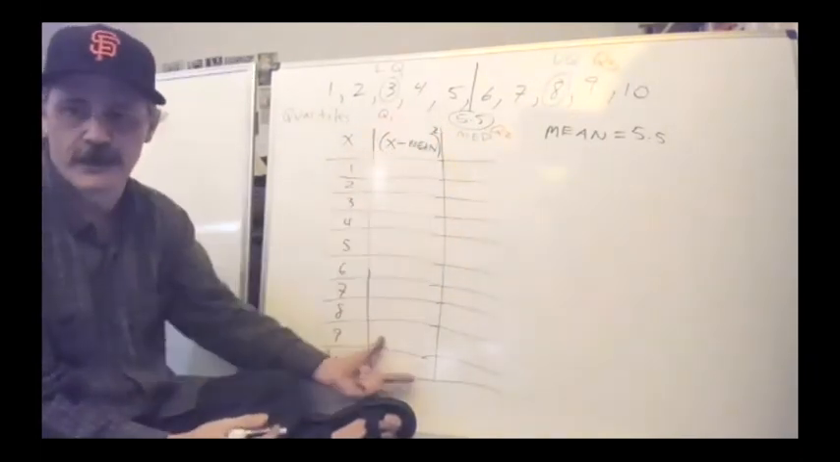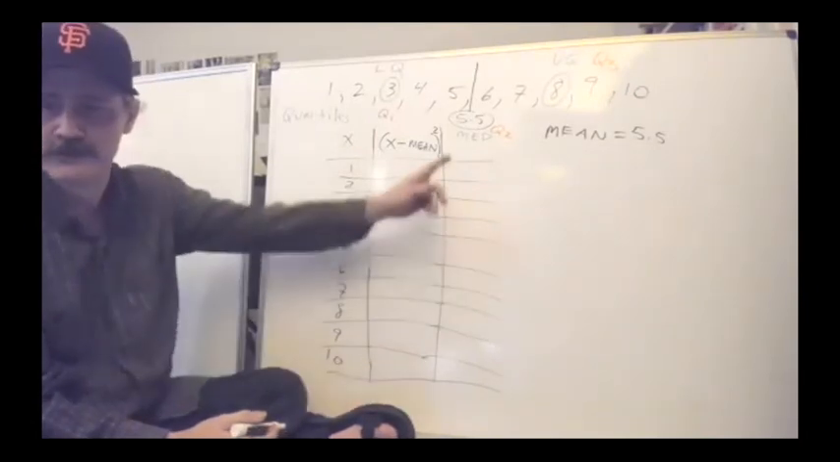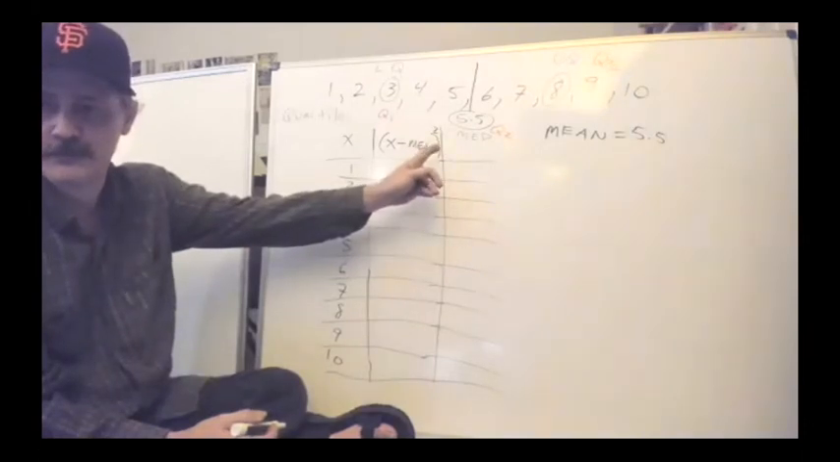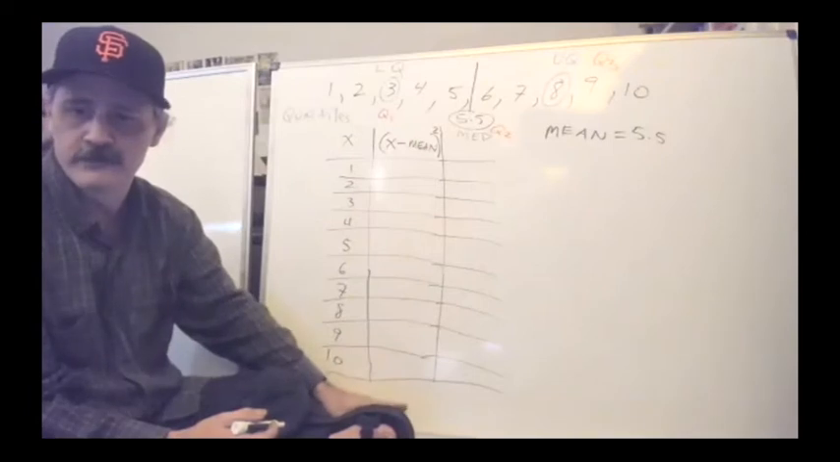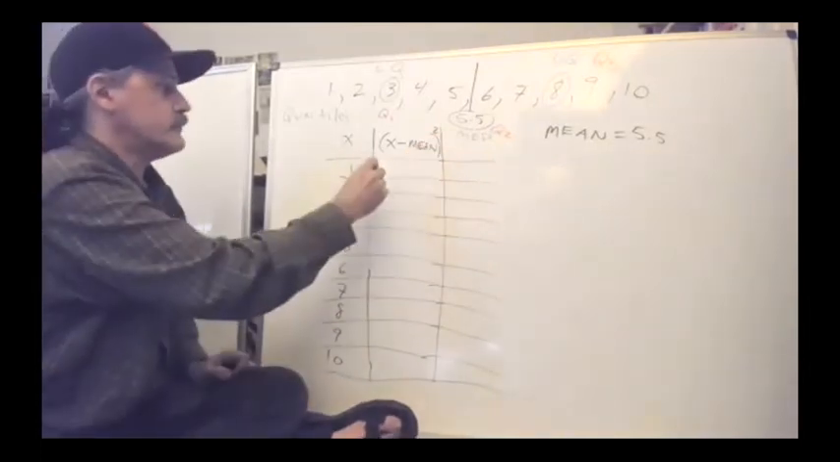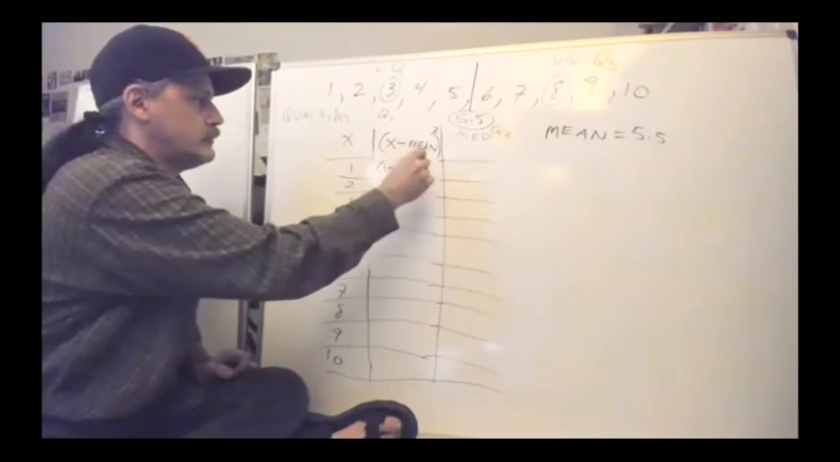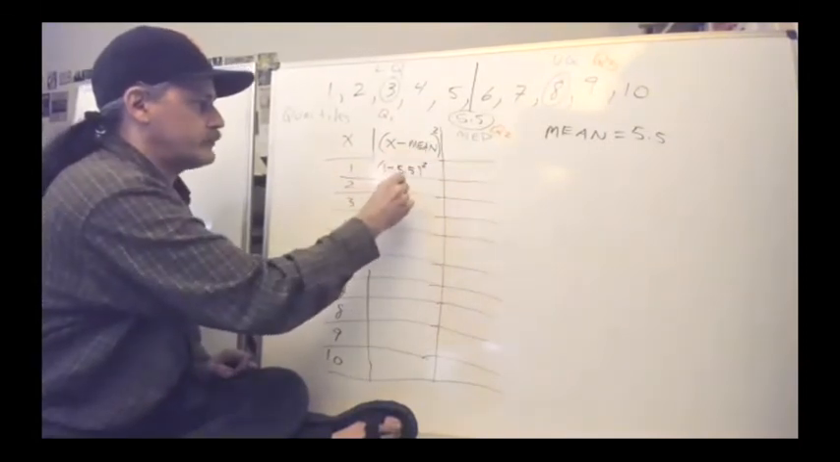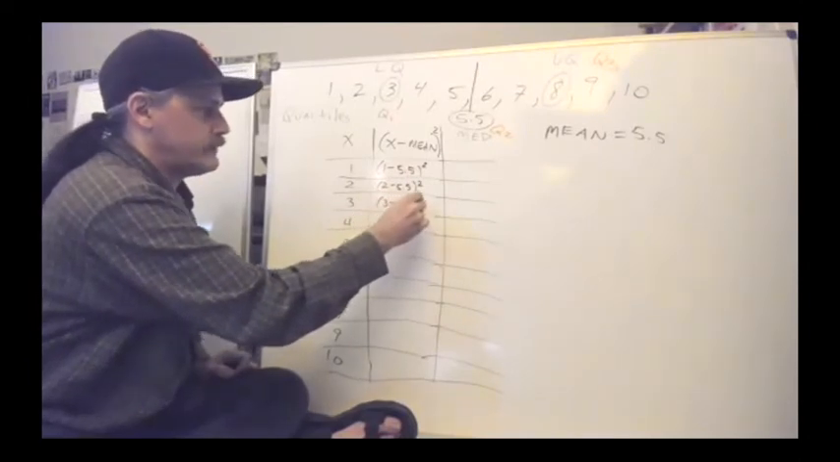So what we do to compensate is we square this subtraction. That way these are all positives. Then we can add them up and divide by 10. And then since we squared to deal with the positive negative issue, once we subtract from the mean, square them, add them up, divide by 10, we take the square root to compensate for why we squared them. So you're going to get 1 minus 5.5 squared, 2 minus 5.5 squared, 3 minus 5.5 squared, and so forth.